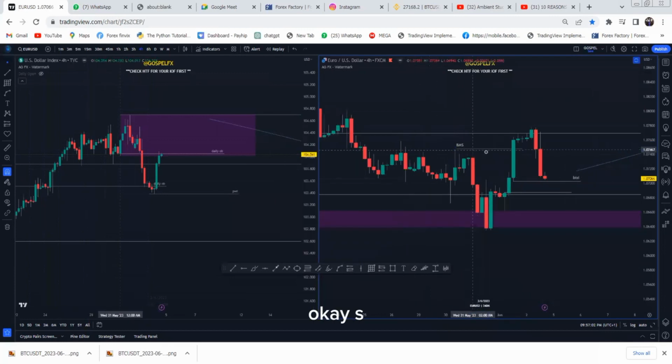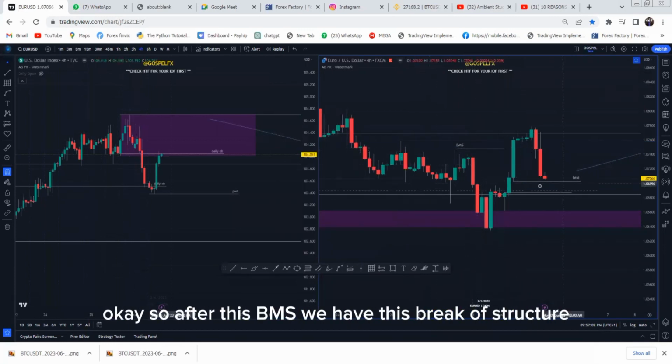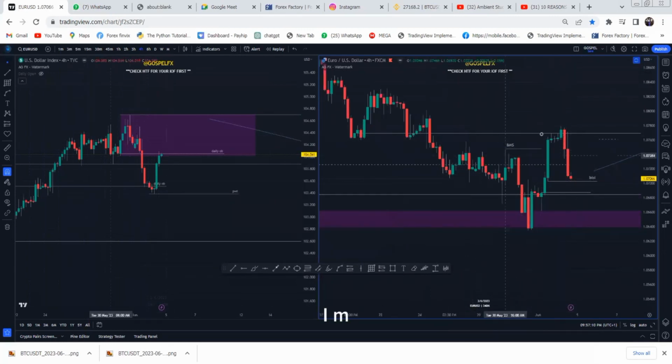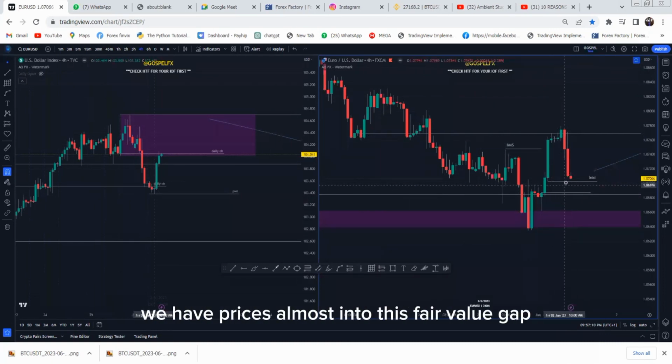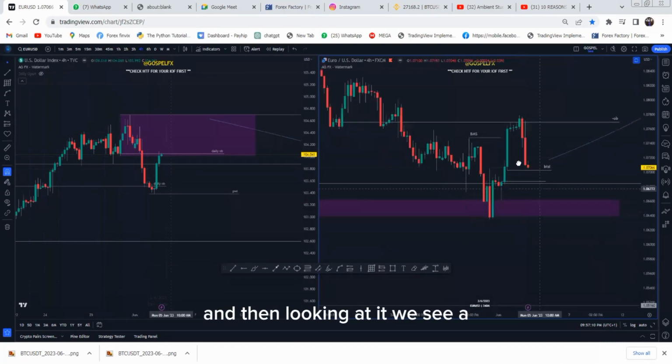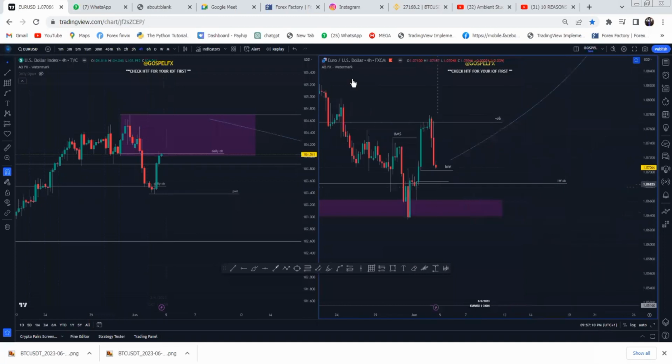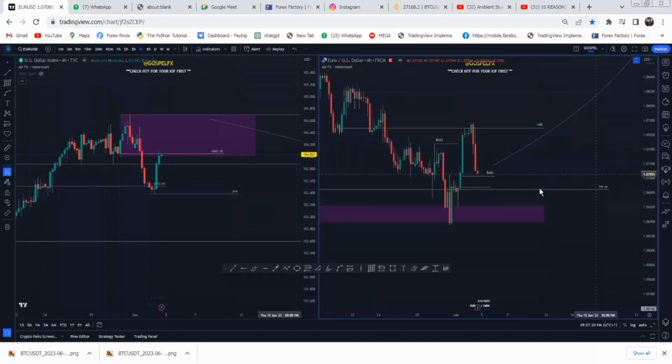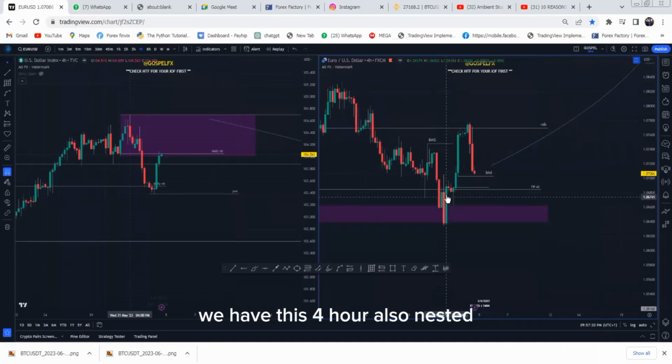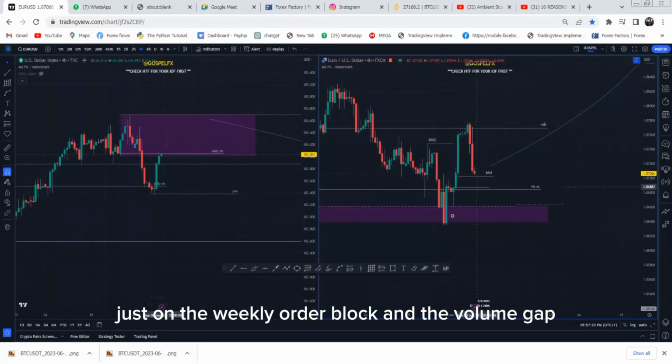Okay, so after this BMS, we have this break of structure. After this BMS, we have price almost into this fair value gap, and then looking at the weekly charts, the weekly order block, we have this 4 hour also nested just on the weekly order block and the volume gap.